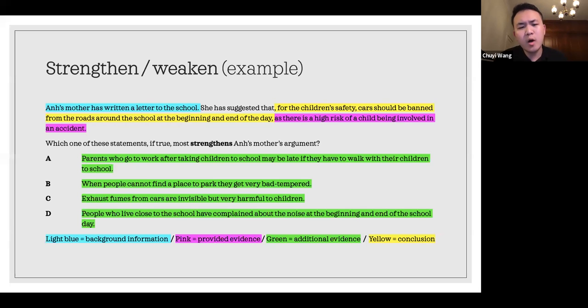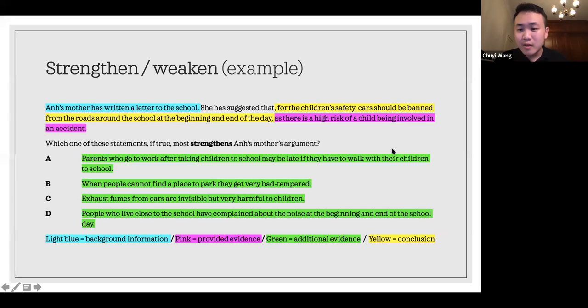Now let's look at the third one. Exhaust fumes from cars are invisible, but very harmful to children. Does that strengthen our argument? Yes, it does. Why? Because the argument is, for the children's safety, cars should be banned from the roads around the school at the beginning and the end of the day. Exhaust fumes are harmful to children, which means they are a threat to the children's safety, which means that's the evidence that supports our argument. Does everyone see how that's a bit of a difficult question?